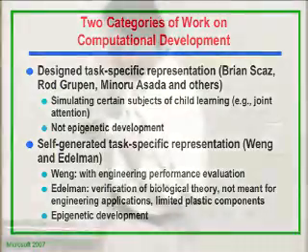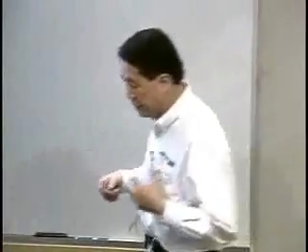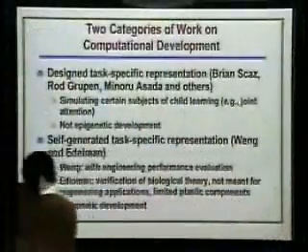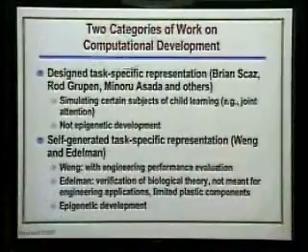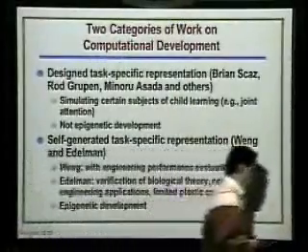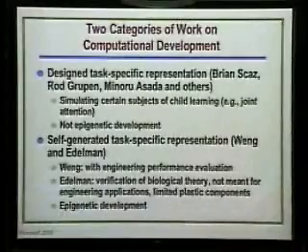Now, this is very different from human learning, where humans are very much autonomous, from infancy to adulthood, interacting with the environment. But this kind of work has been going on for over 15 years now. There are two types of work that I would be very careful about. One is designed task-specific representation that simulates development. But the representation is still hand-designed and still very much task-specific.